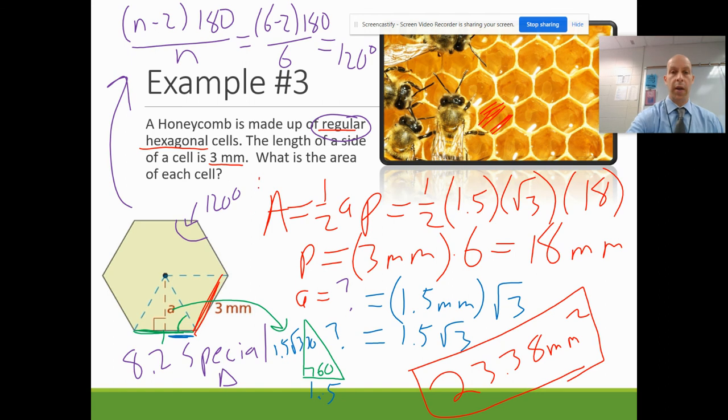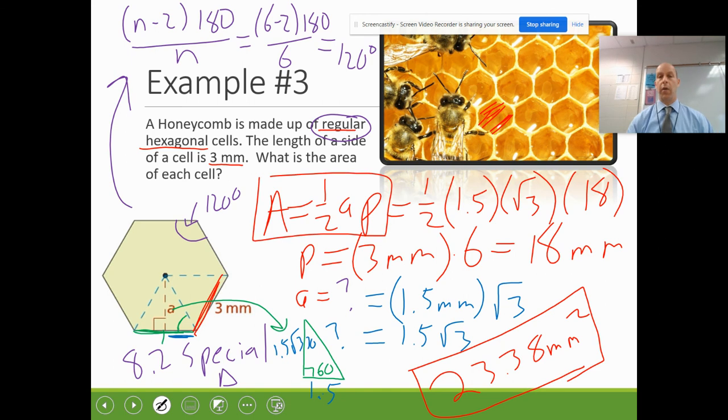And again, here's the big idea of this section: area equals 1/2 apothem times perimeter. And I think that brings us to the end.